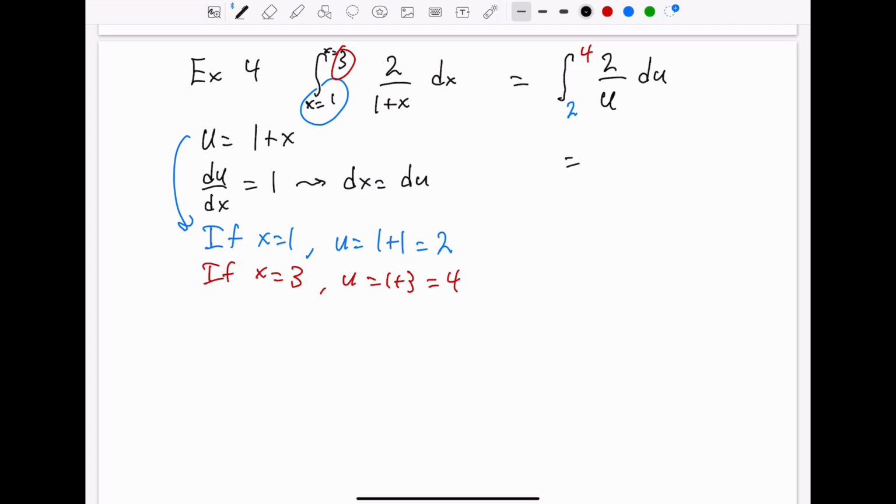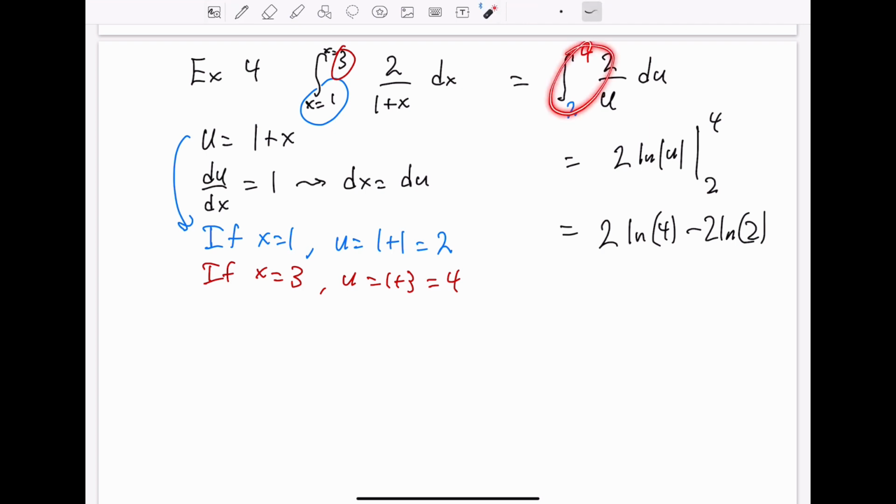Now that we have the appropriate limits of integration, let's finish the problem. The integral of 2 over u is 2 times natural log of the absolute value of u. We plug in the limit 2, we plug in the limit 4, and we get our final answer. 2 times the natural log of 4 minus 2 times the natural log of 2. Notice that we do not substitute back in terms of x. When we transform the limits of integration, we leave the integral in terms of u. We use the transformed values for u, and our final answer is there.